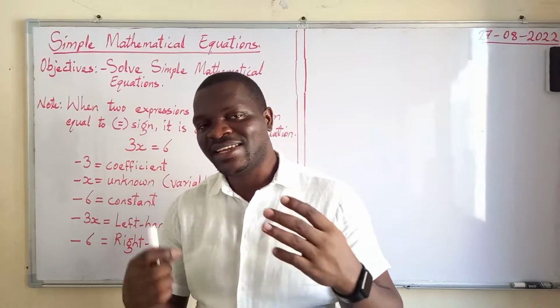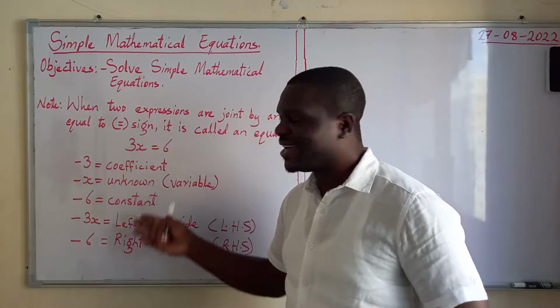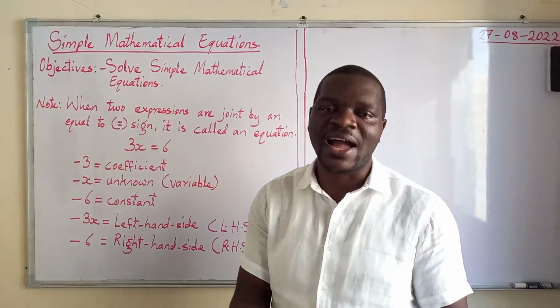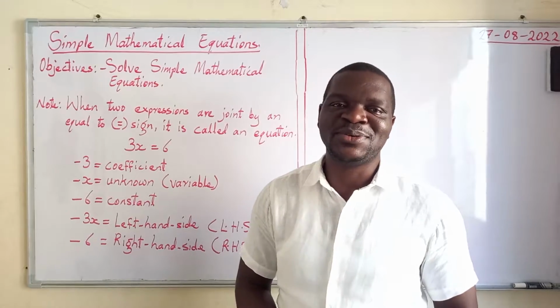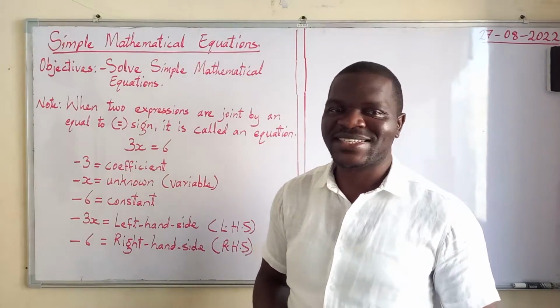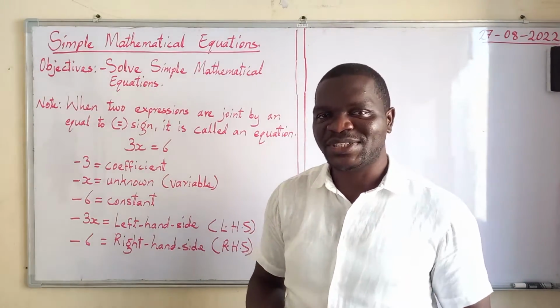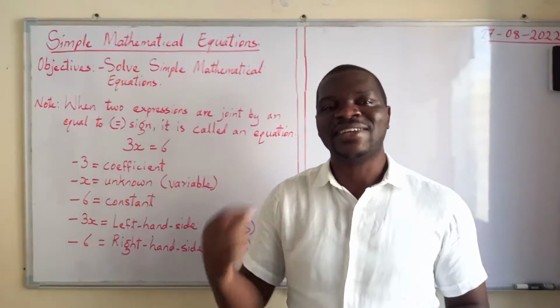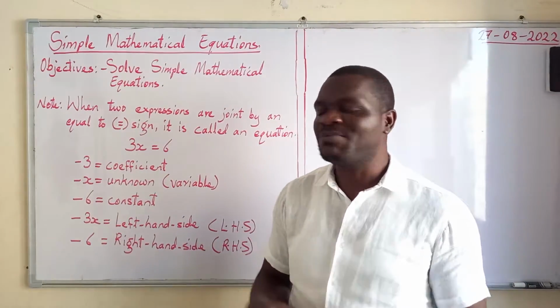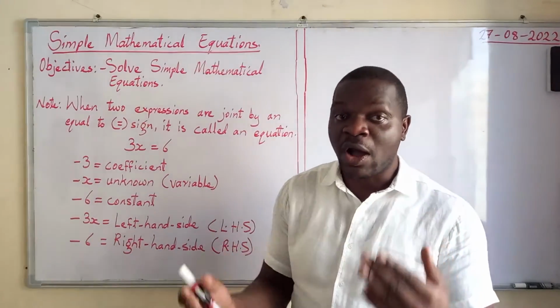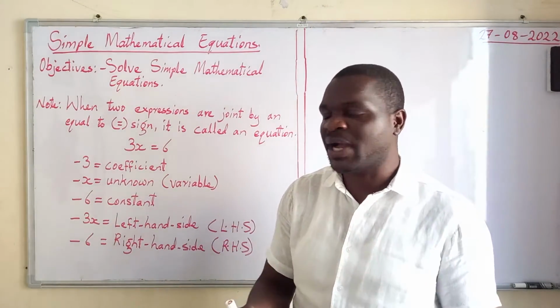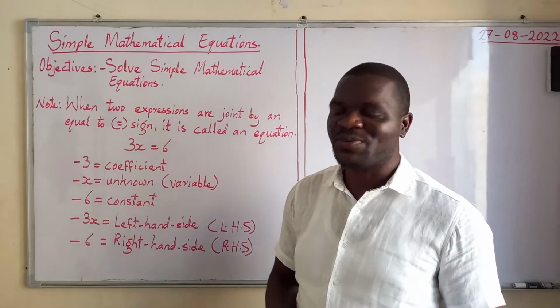equation. In mathematical equations, there are certain key terms that we have to understand so that as we get along, you will not face difficulties when these terms are mentioned. Remember, they are recurrent. We always have to mention them as we solve equations. So what are the different parts of a mathematical equation?